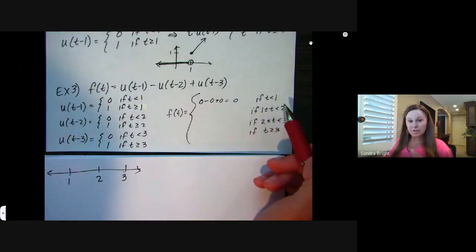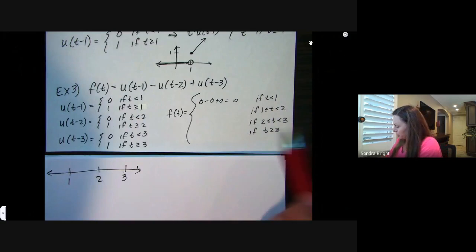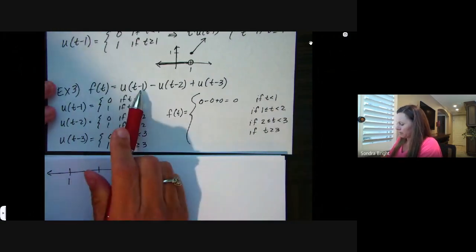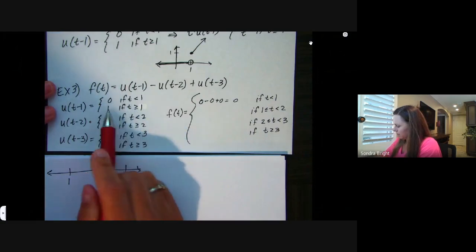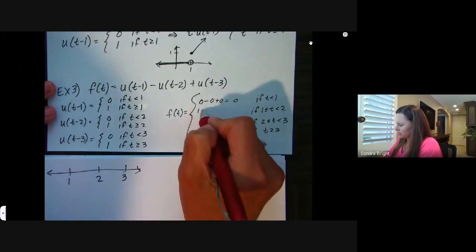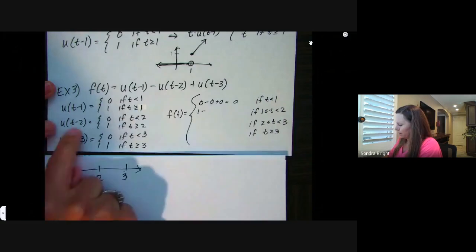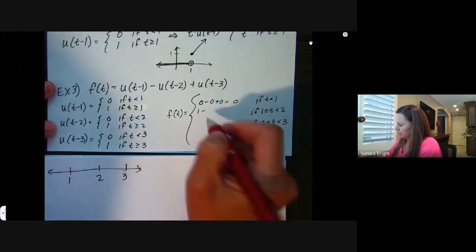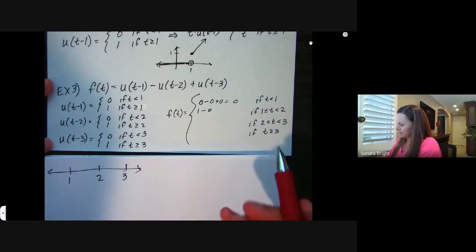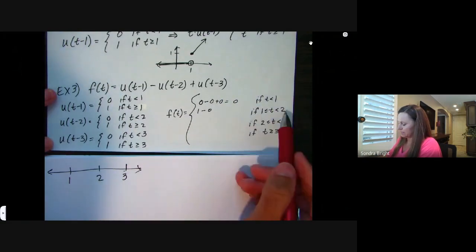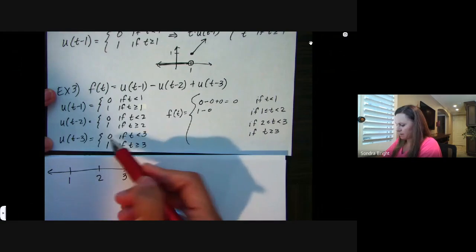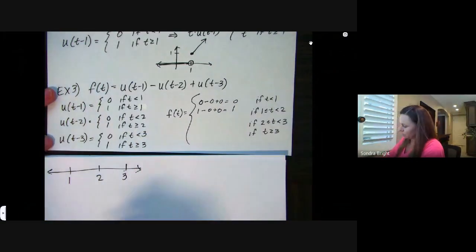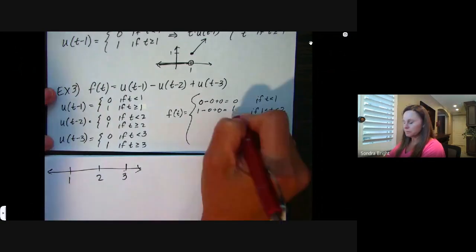For in between, so including 1 but not including 2, u of t minus 1, when it's greater than or equal to 1, is 1, minus what's u of t minus 2 when t is strictly less than 2. Well, that's 0. And when it's between 1 and 2, it's definitely less than 3, so that's a plus 0. And so that piece is equal to 1 when it's between 1 and 2.